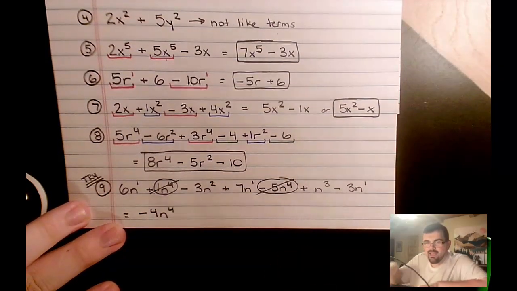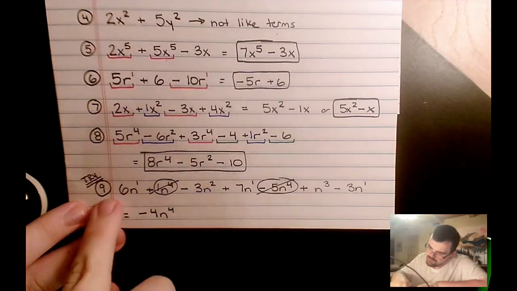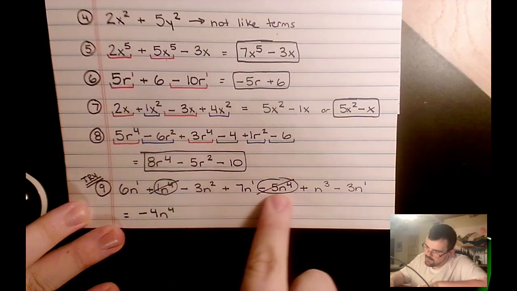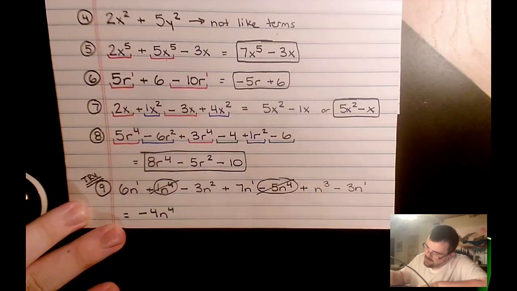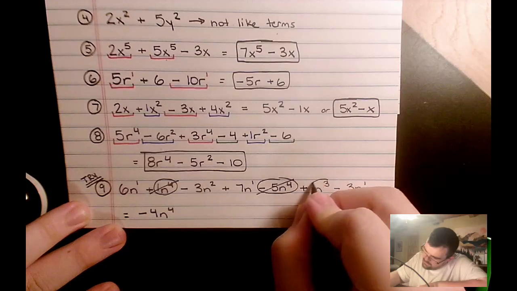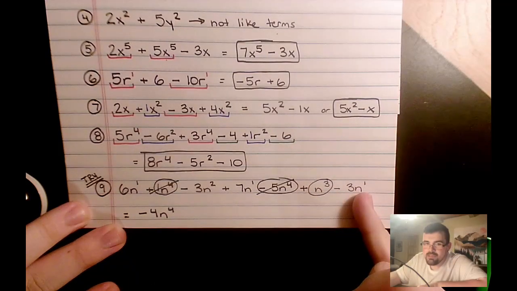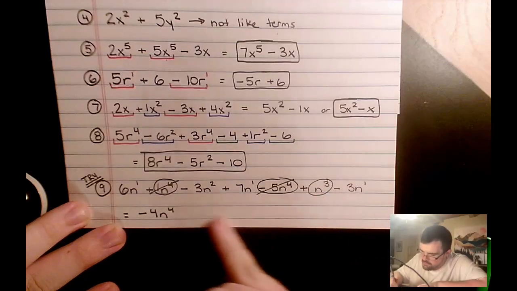Okay, after degree 4 is going to come degree 3. So let me scan through here. That's not degree 3, that just has a coefficient of 3. So we're going to move on. And I've got an n to the third power here. Now, it's a 1 n to the third power, but there's no other n to the third powers. So I'm going to go ahead and just bring it on down.